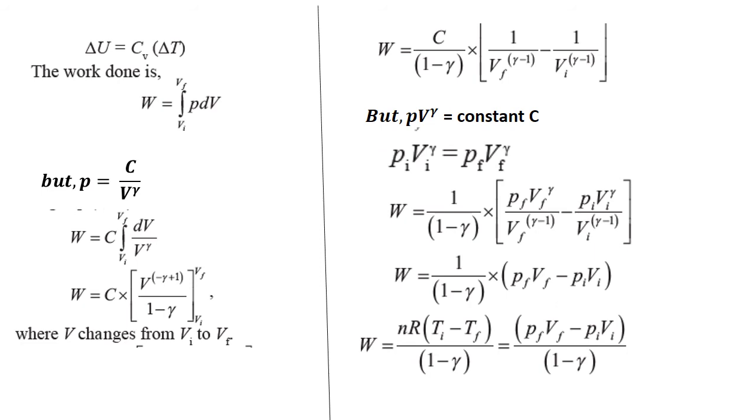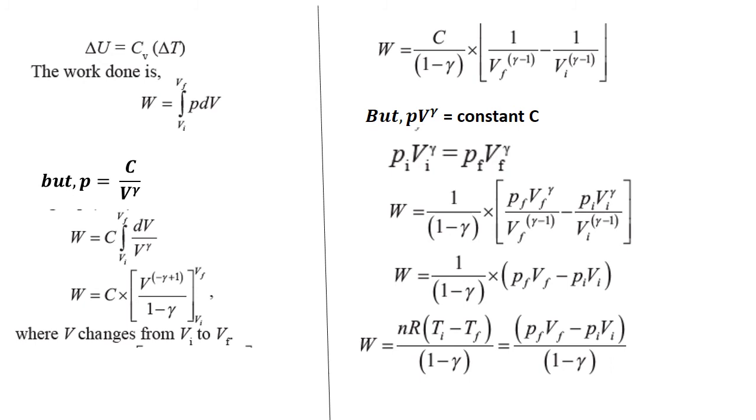Therefore, substituting the value of pressure equal to C upon V raised to gamma in the above equation, we get work done W is equal to C times the integral from Vi to Vf of dV divided by V raised to gamma. Solving the integral, we get W is equal to C into, in the bracket, V raised to minus gamma plus 1 divided by 1 minus gamma within the limits Vi to Vf, because the volume changes from Vi to Vf. Therefore, W is equal to C divided by 1 minus gamma into, in the bracket, 1 upon Vf raised to gamma minus 1 minus 1 upon Vi raised to gamma minus 1.